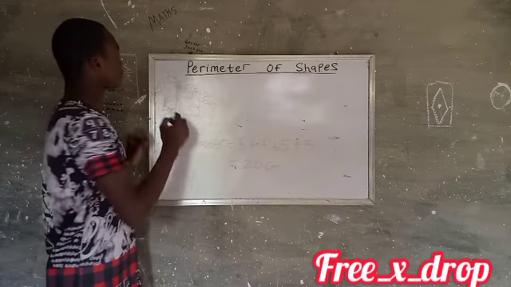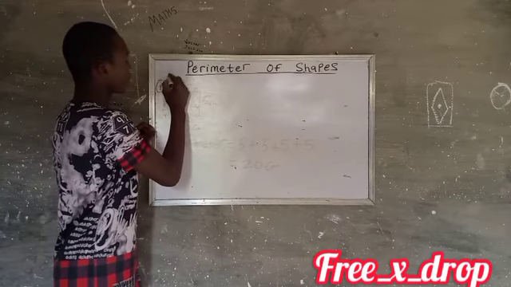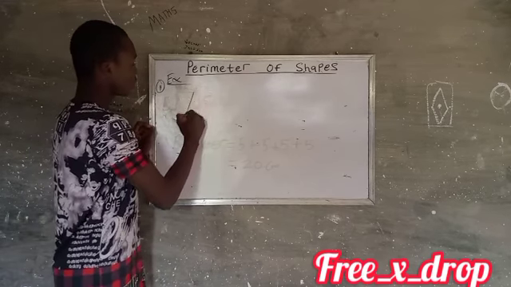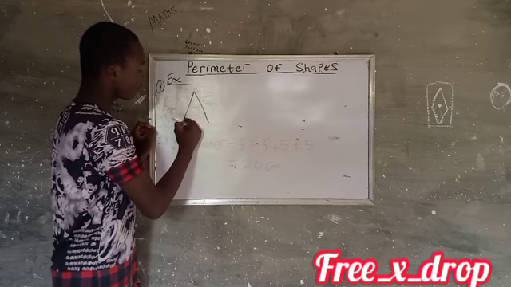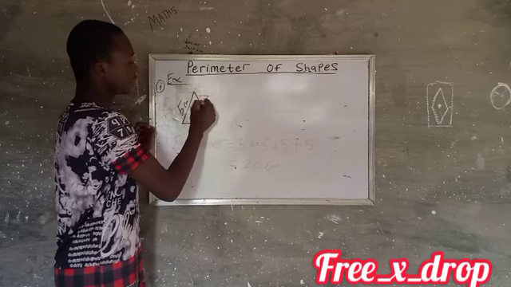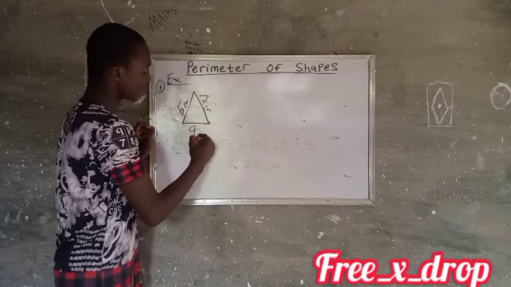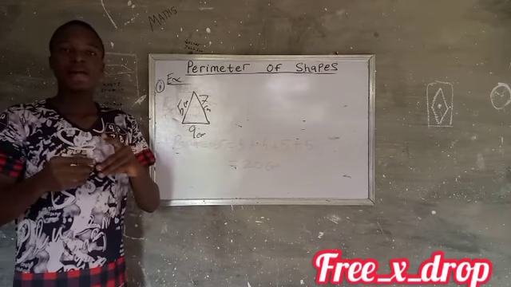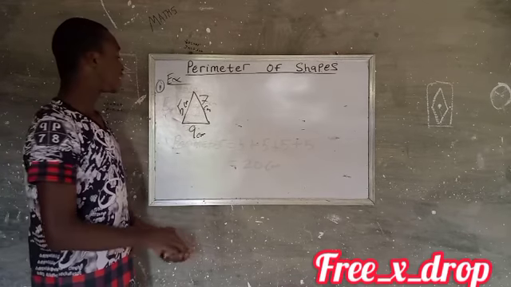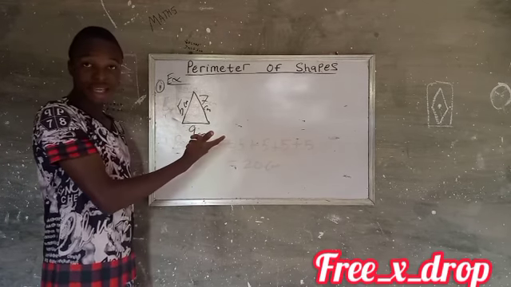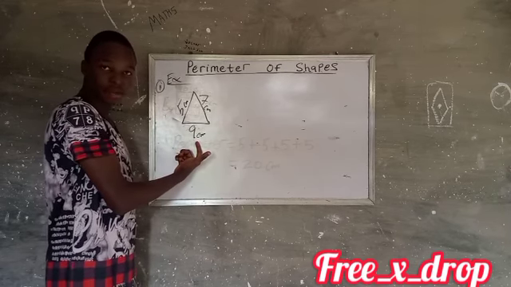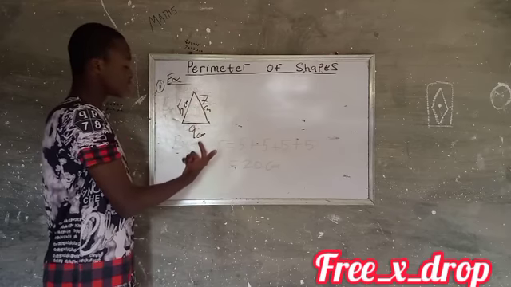You have an example like this. Okay, let's take a triangle. You have a triangle, and they said here is 5 centimeter, here is 7 centimeter, and here is 9 centimeter. Now, as you can see here, this is a triangle which has 3 sides, and they gave you all values of the 3 sides: 5 centimeter, 7 centimeter, and 9 centimeter.